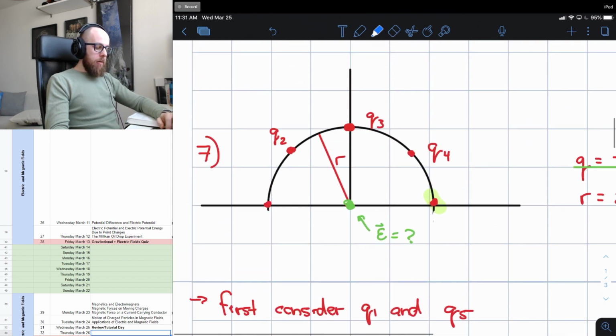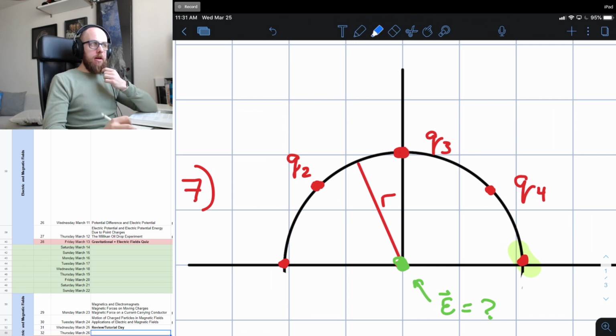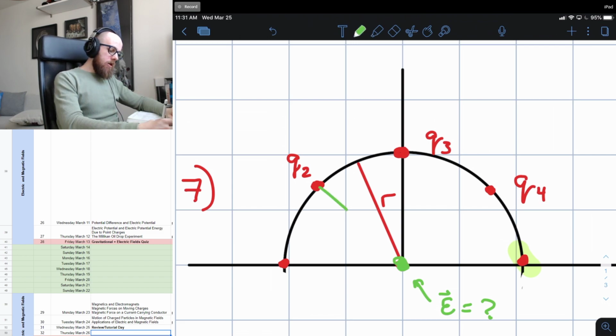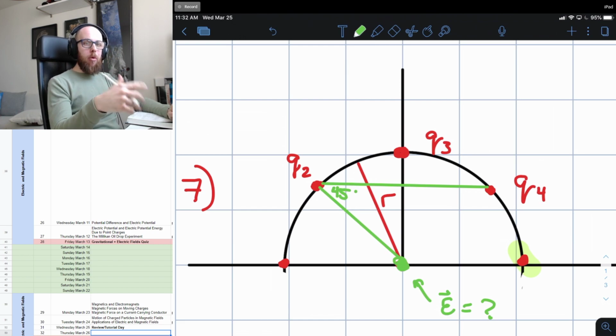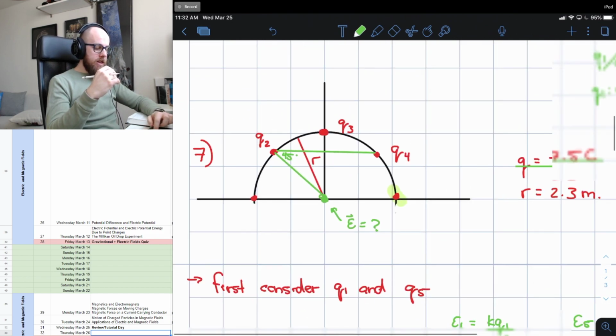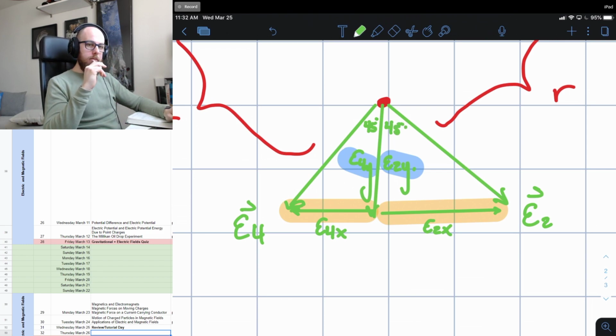Going back up to my main picture, one thing I have to recognize is that because these are evenly spaced around the semicircle, the angle formed by Q2 and the origin is going to be 45 degrees. That's going to become important because we're going to have to break down the vector into its components. So coming back down to our picture with Q2 and Q4, this here will be 45 degrees, and this here will be 45 degrees.